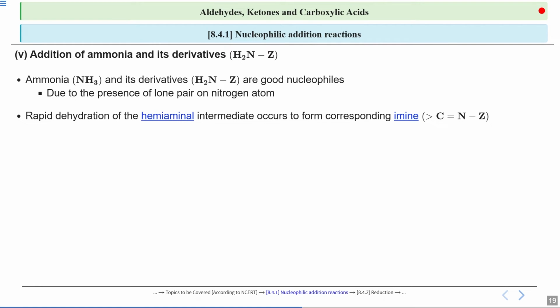Now this hemiaminal, which is the intermediate, is quite unstable and it quickly undergoes dehydration. It loses a water molecule and finally forms an imine. An imine is a compound in which there is a carbon double bond nitrogen, which is attached to a Z group. The Z group in this reaction can vary widely. It can include alkyl, aryl, OH, NH2, C6H5NH or NHCONH2, etc. Each of these groups can influence the reaction's outcome.